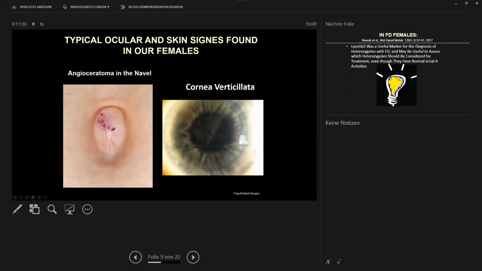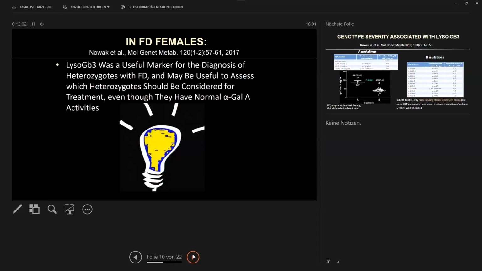And you see that one of these females has symptoms which are typical for the classic phenotype. And here you can see cornea verticillata, this cloudy specific cornea that we observe in Fabry disease females. So that we concluded that Lyso-GB3 is a useful marker for the diagnosis of the females.